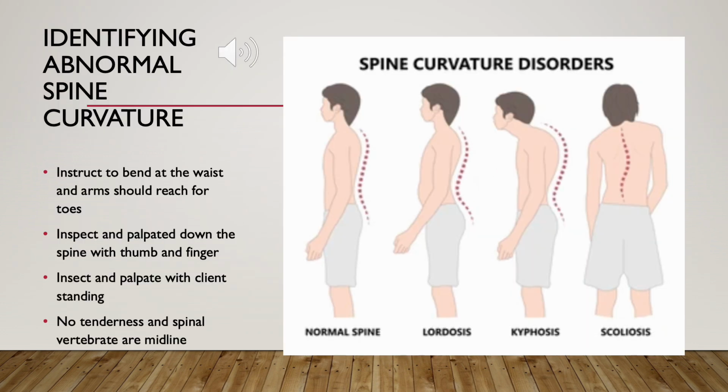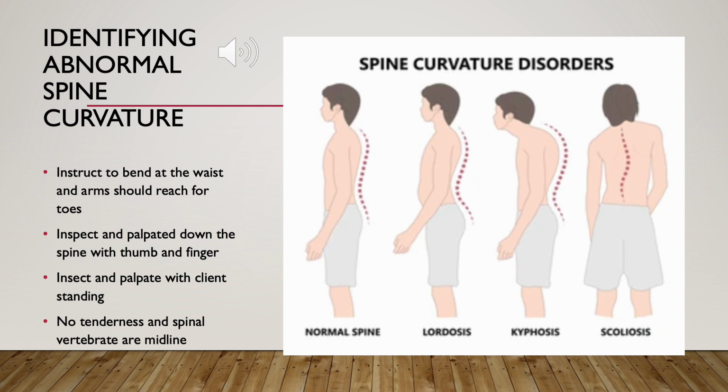Okay, in health promotion and disease prevention, we do screen for spinal curvature disorders. So during the physical exam you instruct the patient to bend at the waist and let their arms dangle towards their toes, like they're reaching for their toes. Inspect and palpate down the spine with a thumb and finger. You want the spine to be midline and you want them to have no tenderness in the spinal vertebrae. Then inspect and palpate with the client standing. So you do it while they're bent over and while they're standing.